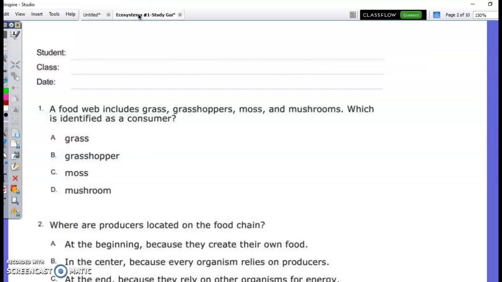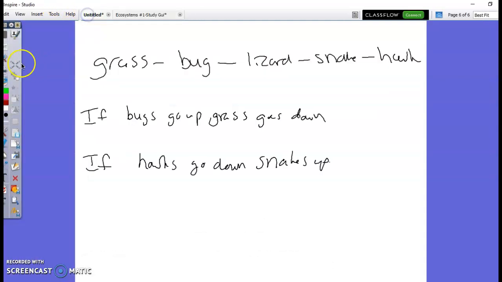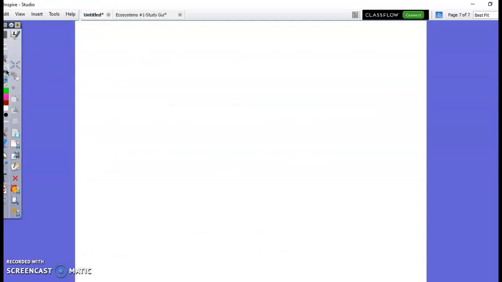So we're looking at this page, right? Everybody has this page pulled up? So number 1 says the food web includes grass, grasshoppers, moss, and mushrooms, which is identified as a consumer. So, on my blank piece of paper, that's like the main vocabulary word in that, right?